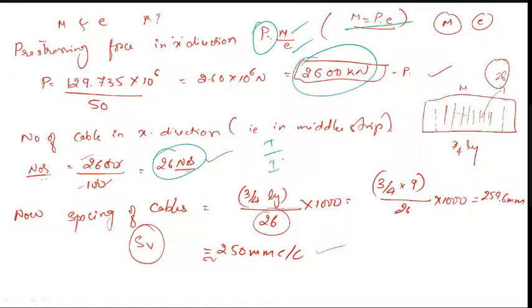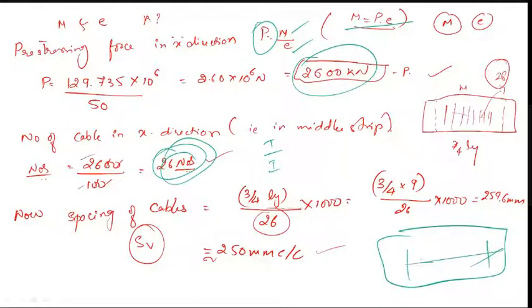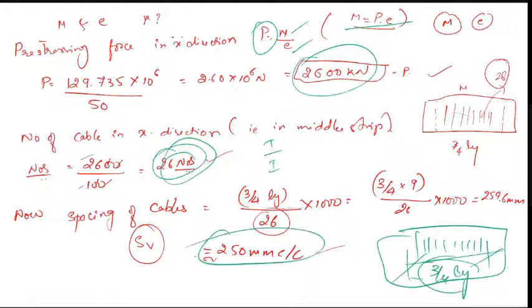Then I need the total number of cables, that is total force divided by individual force, so we will get 26 cables. Then I need the spacing. I have the width, and I should place 26 cables throughout the slab. On calculation you will get 250 mm center to center. This is all for the x direction.